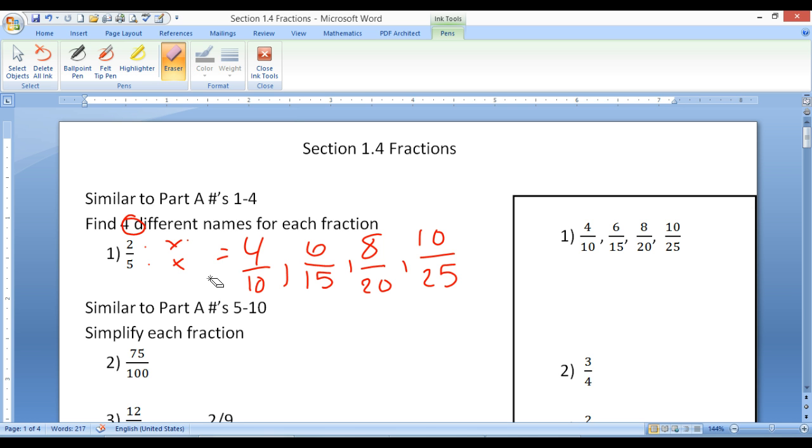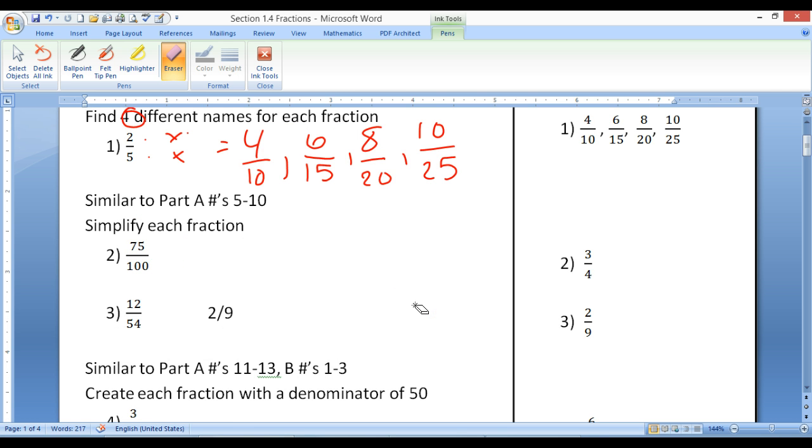So that was only found in Part A. Let's move to the next one. Again, only found in Part A, numbers 5 through 10. This part goes through simplifying fractions. So in the first example, we were multiplying the numerator and denominator by a number. In these examples, we're going to be dividing the numerator and denominator by a common number.